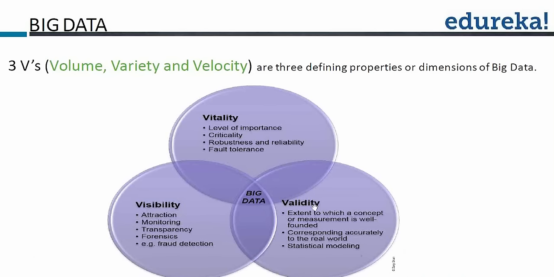Big data is a central theme for all these bubbles: validity, corresponding accurately to the real world, statistical modeling, everywhere, right? The data is growing, data is big. Even though big data is going to be a moving target, it is going to stay for quite some time, because all this data science, even our experiment with IoT, has a lot to do with data.